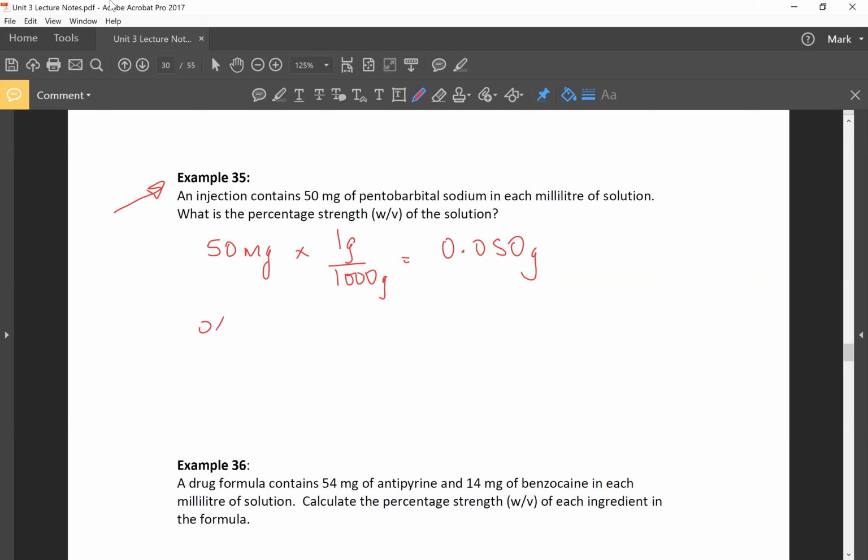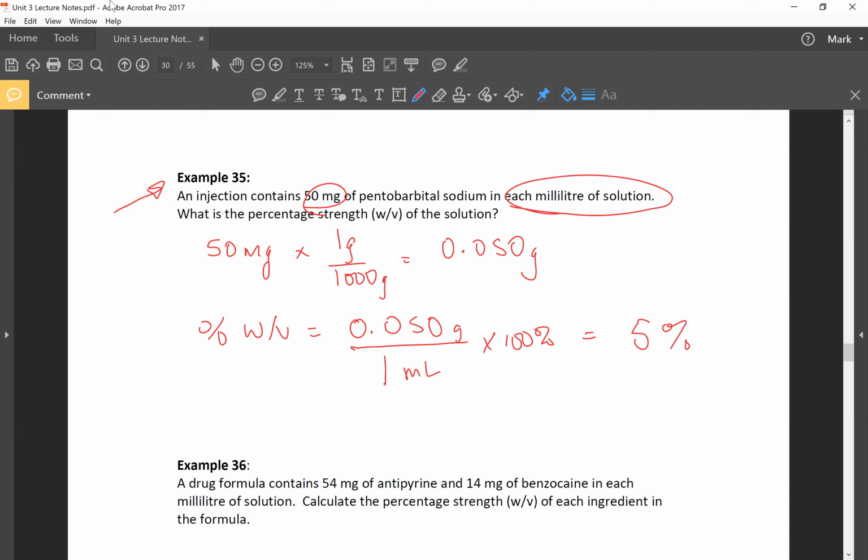For our answer, our percentage strength of weight over volume, it says that it's 50 milligrams in each milliliter. So it's 0.050 grams in each milliliter of solution. So it's only one. And then I times it by 100. So I would get a 5% solution. Each milliliter being just 1 ml.